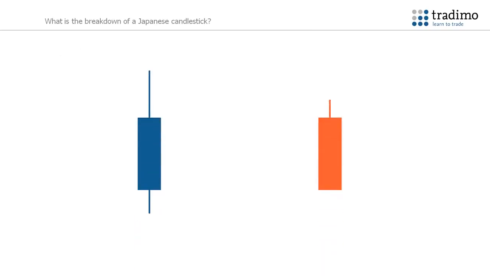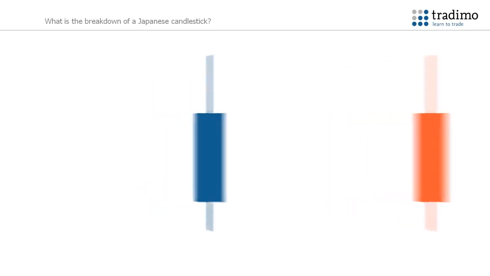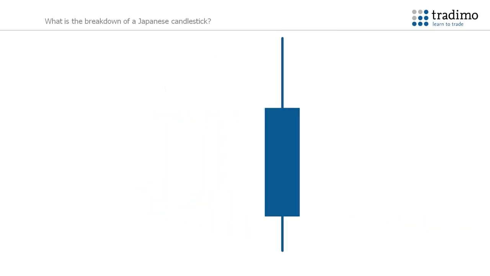When we dive deeper in what a Japanese candlestick shows, we observe that, first of all, a candlestick can have 2 colors. Here you see a blue and an orange one. A blue candle forms when the price goes up, during the formation of the candle. This means that the bottom of the body shows the opening price of the period, and the top of the body shows the closing price of that period.